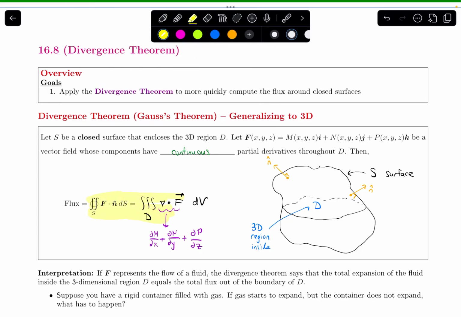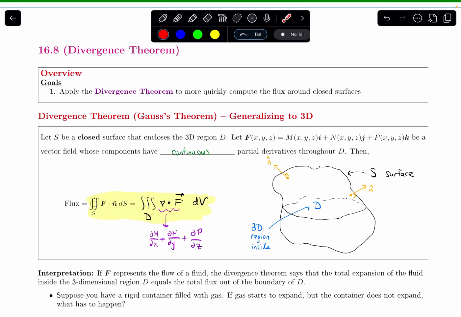All right, so one of the ways that I can interpret what this is saying is, if my vector field represents the flow of some fluid, or maybe it's the movement of some gas in 3D space, then this right-hand side with the divergence says that the total expansion of that fluid, because that's what the divergence is kind of telling me, how much is this fluid expanding away from a point or converging into it. So that total expansion of the fluid ends up equaling just the total flux out of the boundary surface.